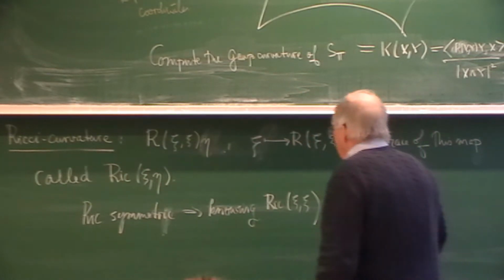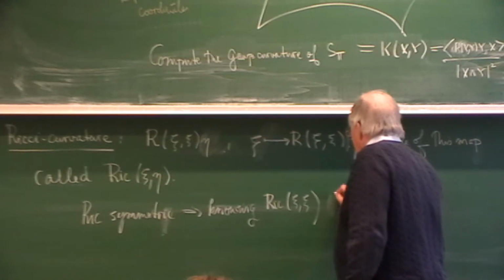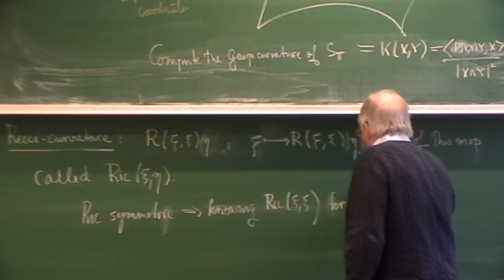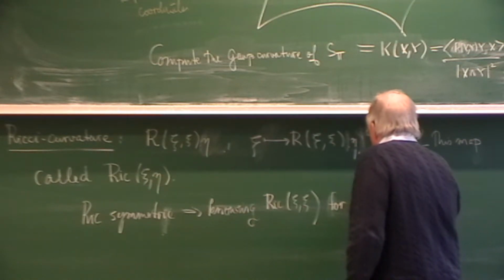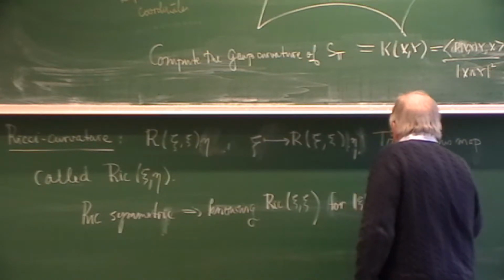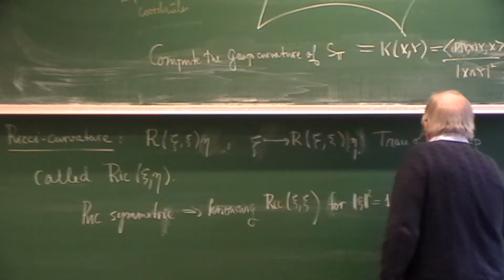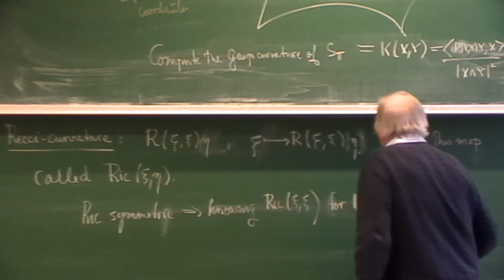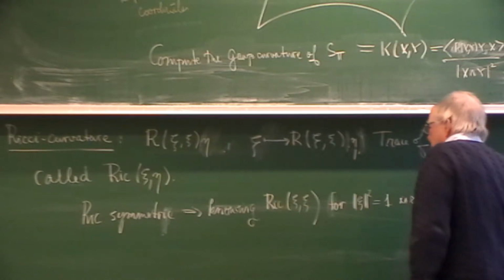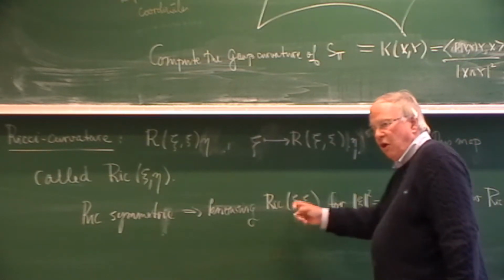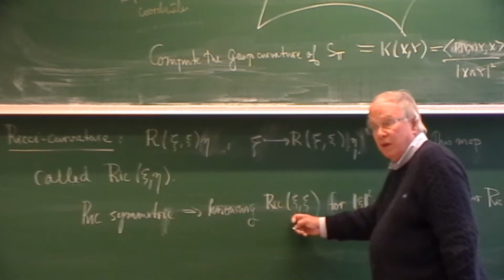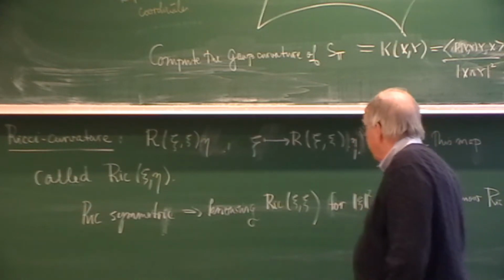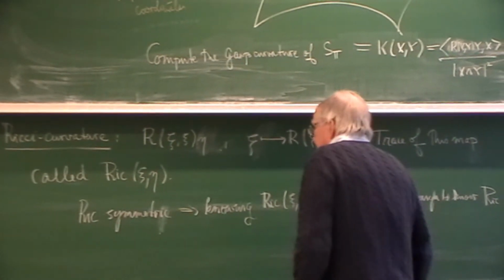So knowing this, in fact for norm of C squared equal to 1, is enough to know the full Ricci form. So sometimes you will see only a function of one variable, namely the norm. You might call it the Ricci norm. Okay? That's good.